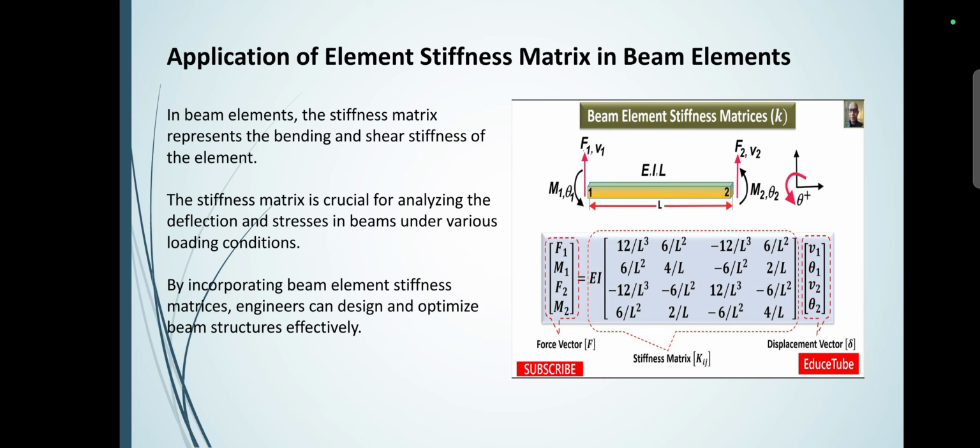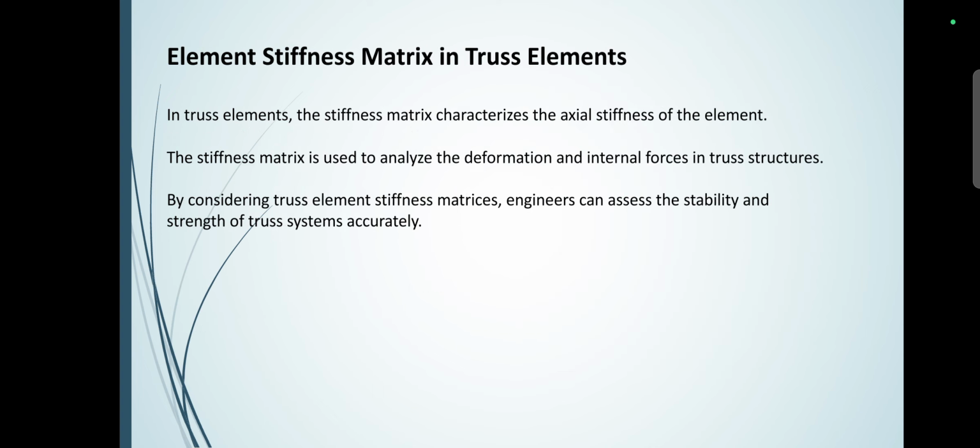Stiffness matrix, displacement vector, force vectors. In a beam element, the stiffness matrix represents the bending and shear stiffness of elements. The stiffness matrix is crucial for analyzing the deflection and stresses in beams under various loading conditions. By incorporating the beam element stiffness matrix, engineers can design and optimize beam structures efficiently.